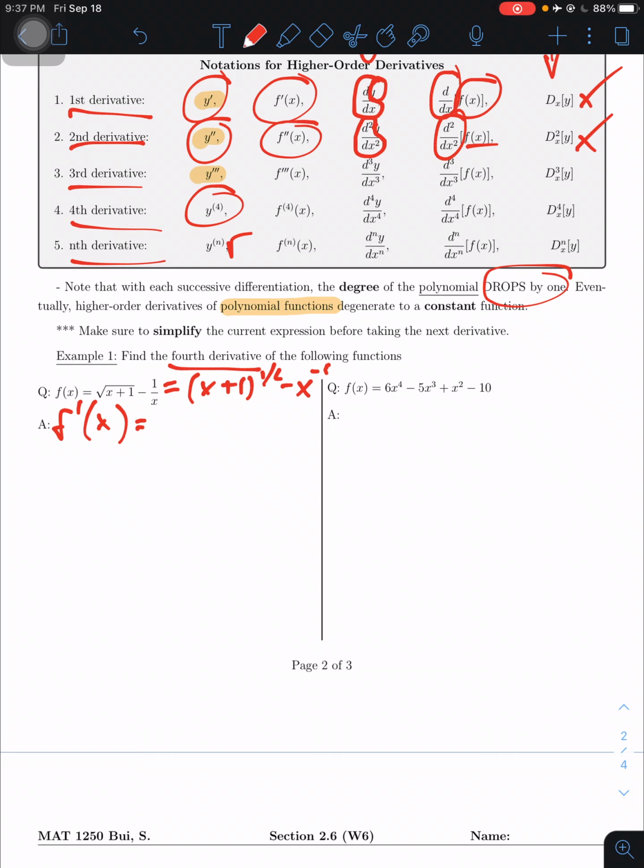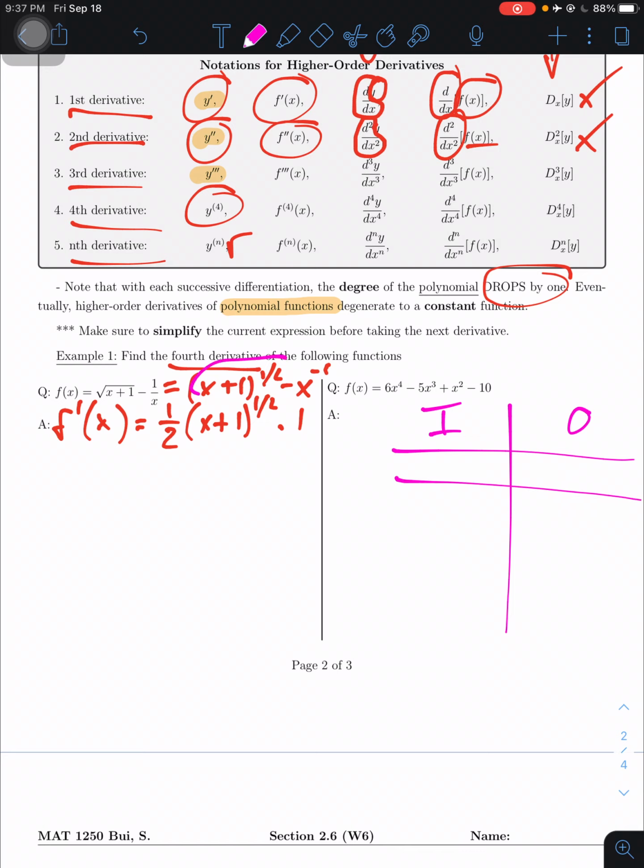And now let's check the first derivative. It's going to be 1/2 times (x + 1) to the 1/2 power, and then times 1 for the chain rule. If you don't understand why we have the 1 in here, let me refer you back to section 2.5, where we have the chain rule with the inside and outside function, right? So inside and outside for this function right here.